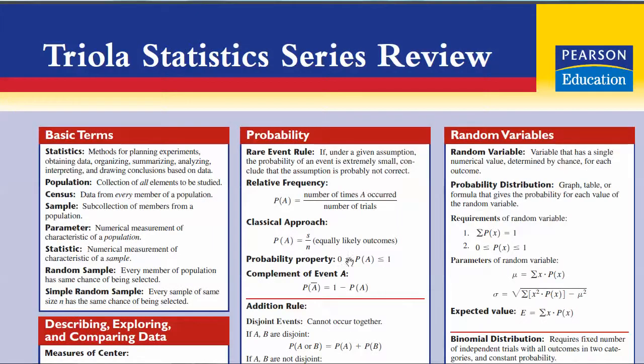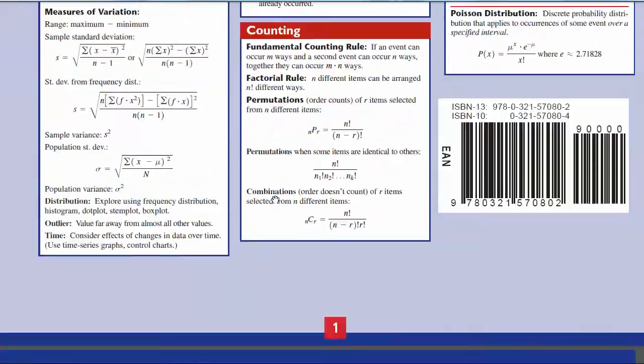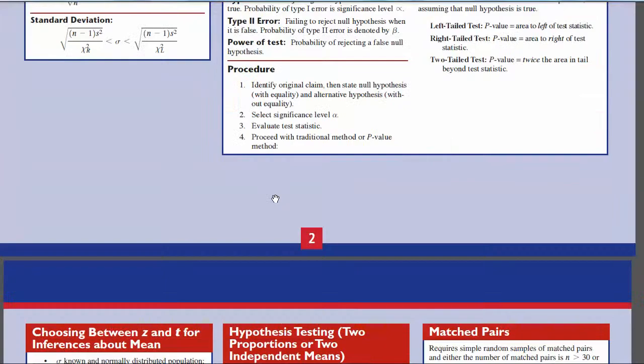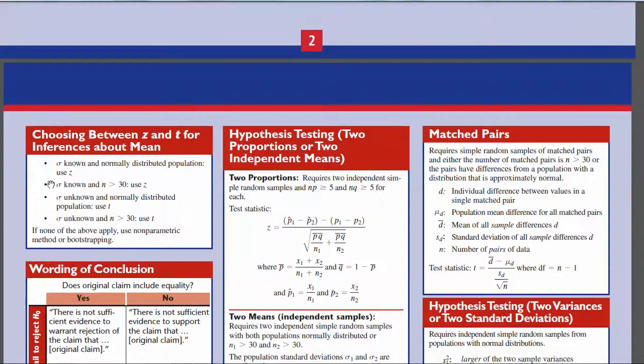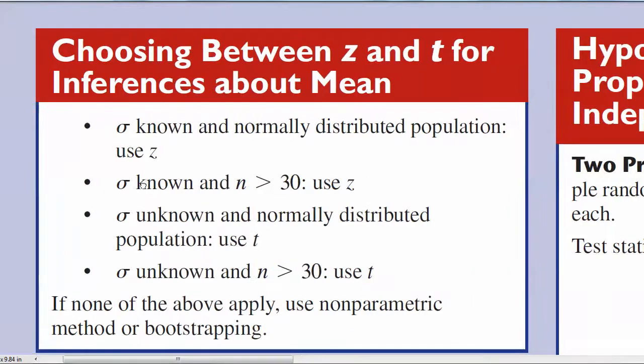Okay, the other place I like to go is also part of the approved notes, and it takes that information about choosing between z and t and puts it into a nice little table that I want to zoom in on here. Whoa, not that much. Where it says the same thing. Basically, either you know sigma or you don't know sigma. If we know sigma, then we're most likely going to be using a normal distribution. So if sigma is known and the parent population is normally distributed, use z, which is the normal distribution. Known and sample size greater than 30, use z, normal distribution. Sigma unknown, we're going to use t.